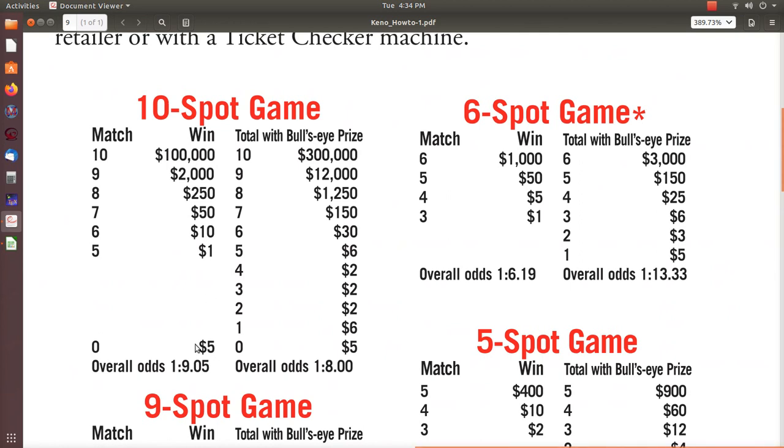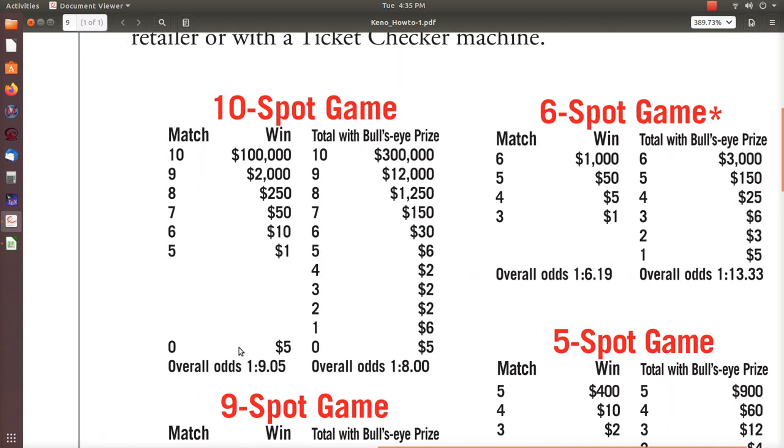So in the 10 spot game, if we match 0, we win $5. We match 5, we win 1. We match 6, we win 10, and etc. Now notice if we match 1, 2, 3, or 4, we don't win a prize.